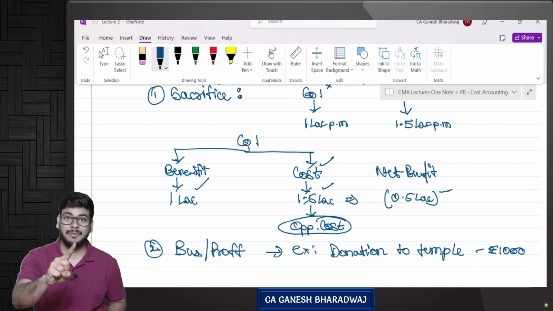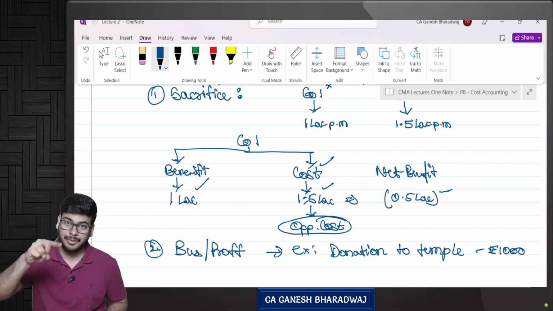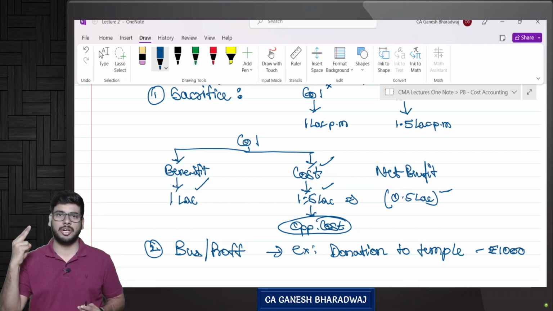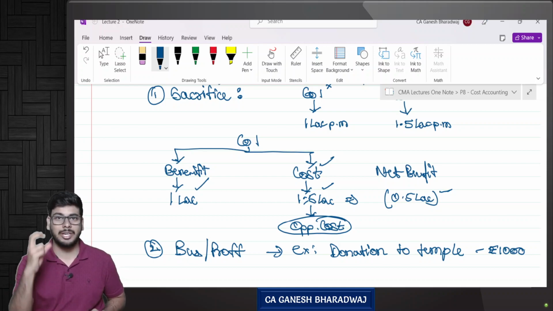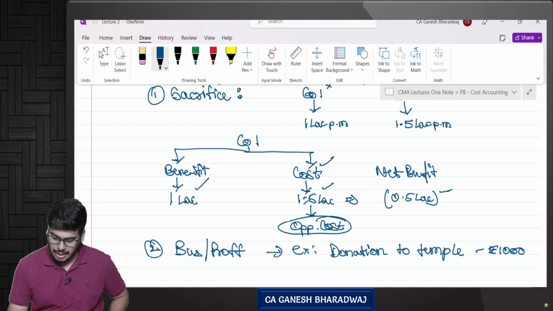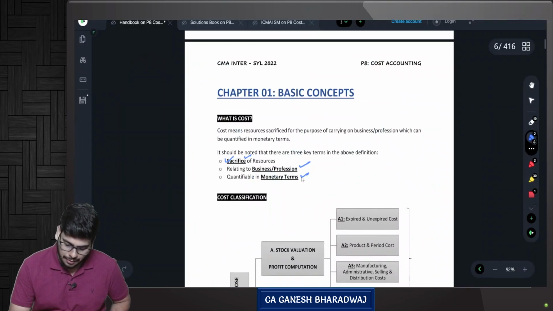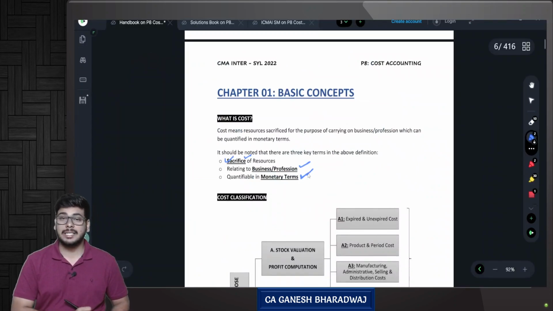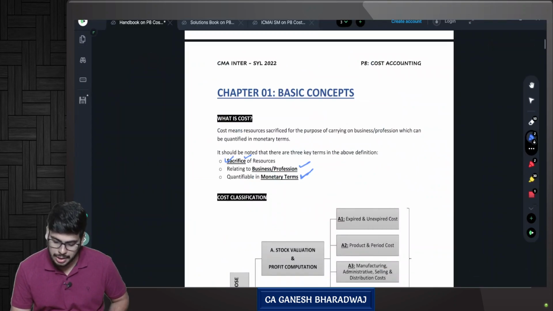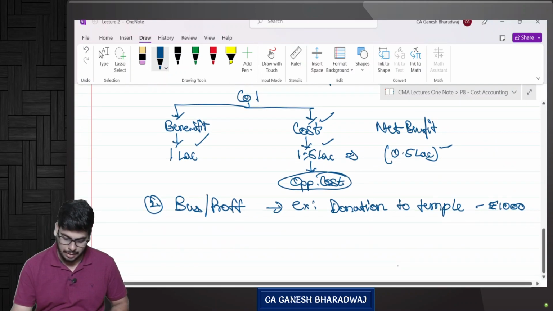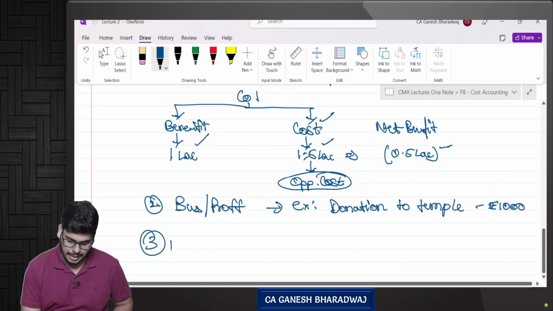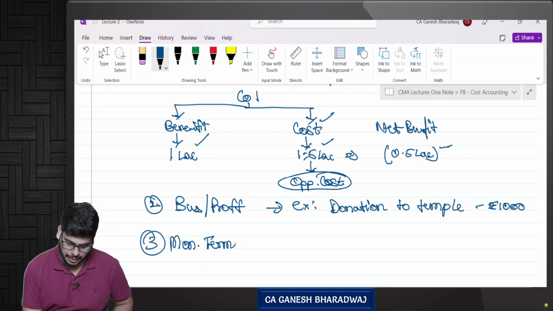So the sacrifice has to be made. That sacrifice should be relating to your business or profession. Are you clear with this? Only then will it be called a cost. Now there is a third component inside the cost definition, that is, quantifiable in monetary terms. Quantifiable in monetary terms. Now let's take an example here also.